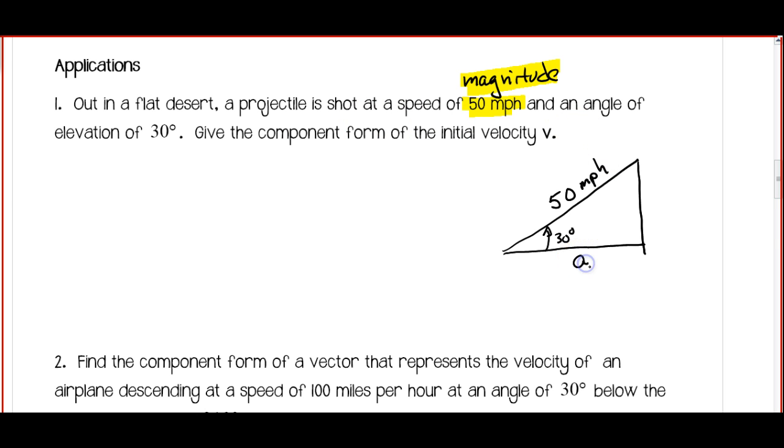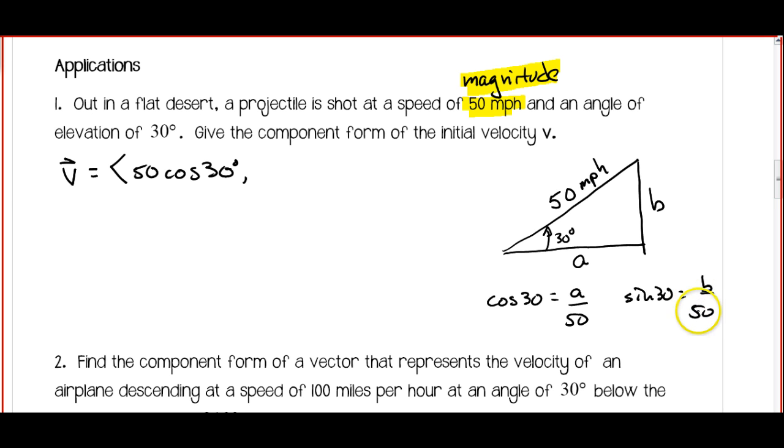So really what we want to do is find the x component, I'll call it A, and the y component, I'll call that B. So the component form of this vector, just using a little bit of right triangle trig, we could figure out that A is going to be 50 cosine of 30, because I know that the cosine of 30 degrees is equal to A over 50. So if I solve that for A, I would get that A is 50 cosine 30 degrees. And then the sine of 30 degrees would be B over 50. So if I solve that for B, that would give me my y component. That's going to be 50 sine 30 degrees.